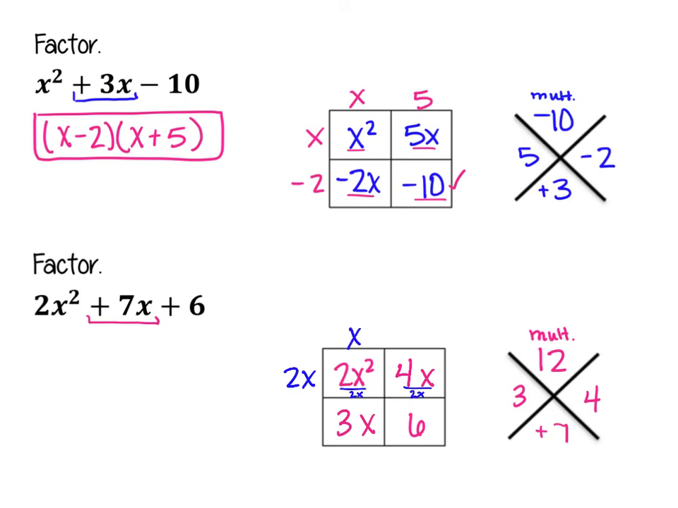And what times 2x is 4x for the top of the second column? That would be 2. And then what do I need to multiply x by to get 3x? That would be 3. And 3 times 2 is 6. Check. So my factored form is x plus 2. Right? Remember, if there's no negative, it's a positive. And 2x plus 3.